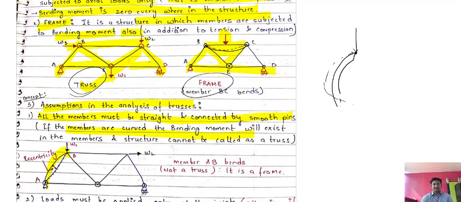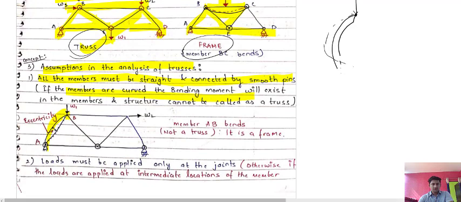If there is an eccentricity, this will try to bend the member, and that means this is not possible in the case of a truss. So if the members are curved, a bending moment will exist in the members, and the structure cannot be called a truss. So these are the assumptions based on trusses.